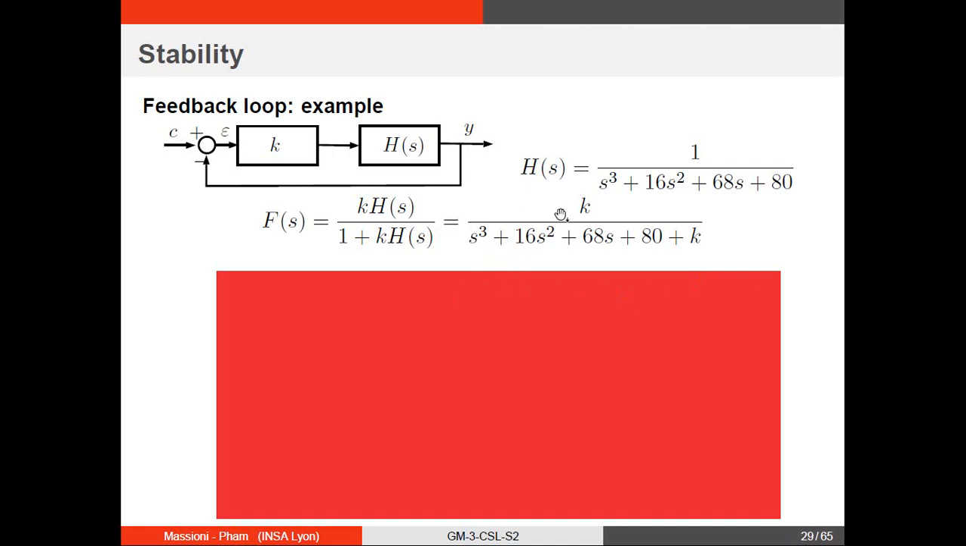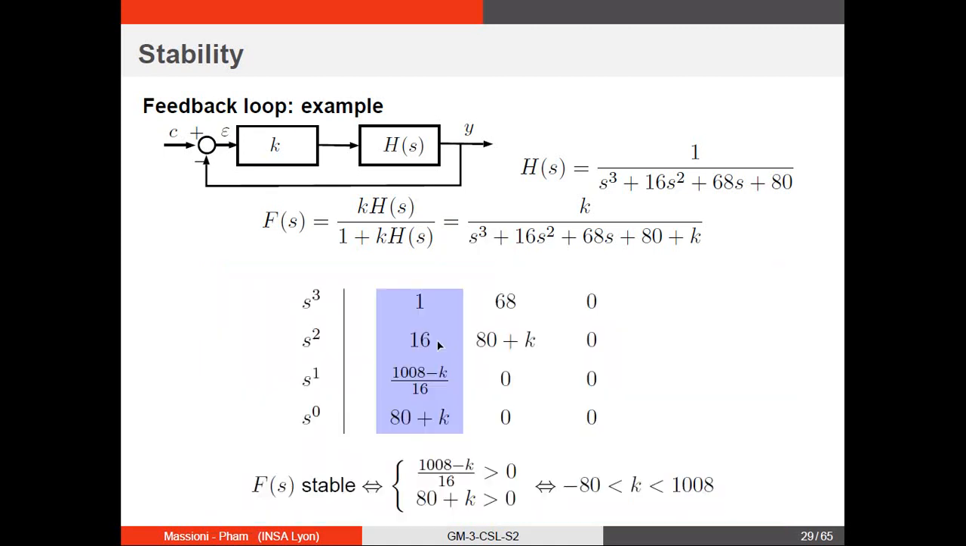Now we take the denominator and do the Routh-Hurwitz criterion. The solution is over here. I will show it in 3, 2, 1. There we go. So Routh-Hurwitz criterion, starting with s to the power 3. There we go. 1, 68 here for the first row. Second row, 16, 80 plus k. Now let's compute the third row.